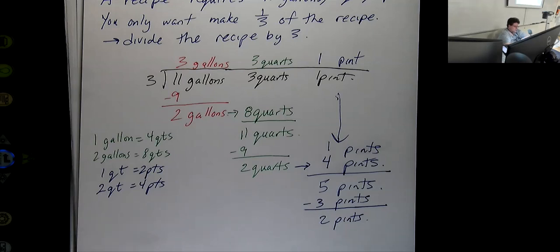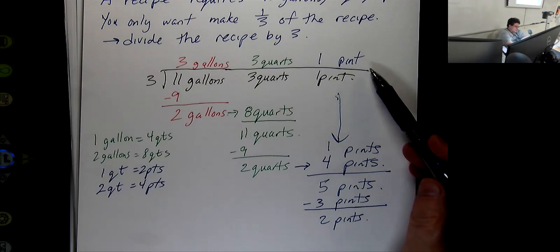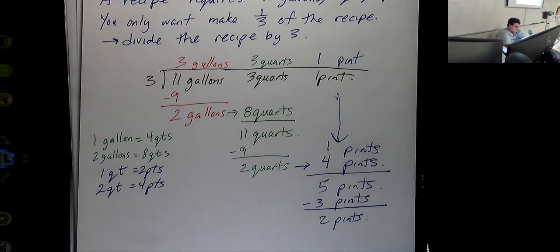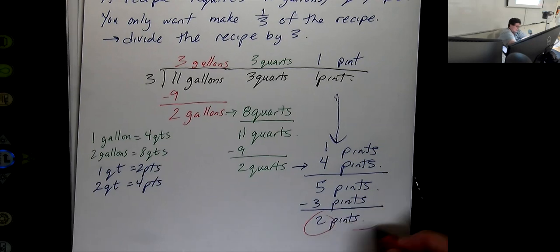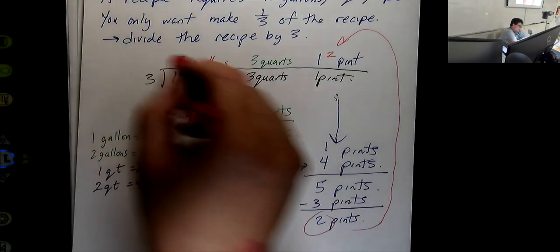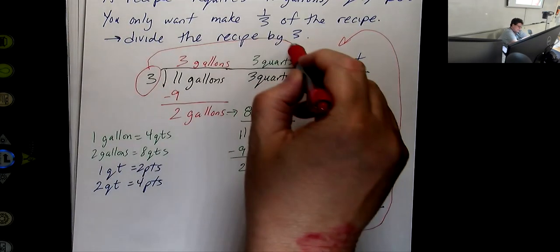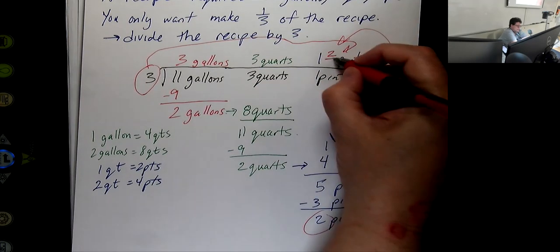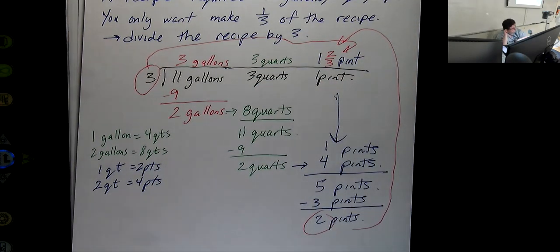What I'm going to do with this too is, since the lowest unit I had was pints, I'm going to leave it as pints. I'm going to take this 2 and I make it the top of a fraction right here. And we'll do the same thing with the 3 out here. We'll make this the denominator. We'll say we have 1 2/3 pints. So a recipe that takes 11 gallons, 3 quarts, and 1 pint, if you only want to do 1/3 of the recipe, that's how much you need of like milk or whatever the ingredient is.